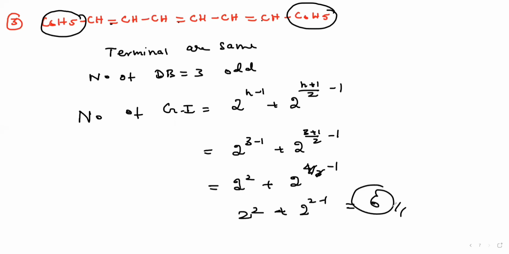Okay. This way you can find out the number of isomers. In the case of polyenes, we can first look at the terminal. For different terminals, we can use the 2 power n formula. Are the terminals the same? Check the number of double bonds, and then we can use the corresponding formula, even or odd. I hope you understand how to find out geometrical isomerism and what the condition of geometrical isomerism is.